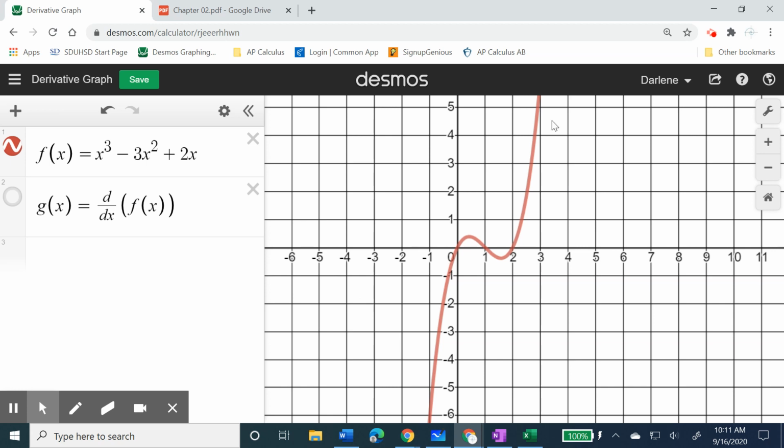This is the graph of f of x. You can use Desmos, and you can play, and you can change this to a different function. Are you ready to see? Right now, g of x is deselected. I'm going to select it. And that is what its derivative definitely looks like.